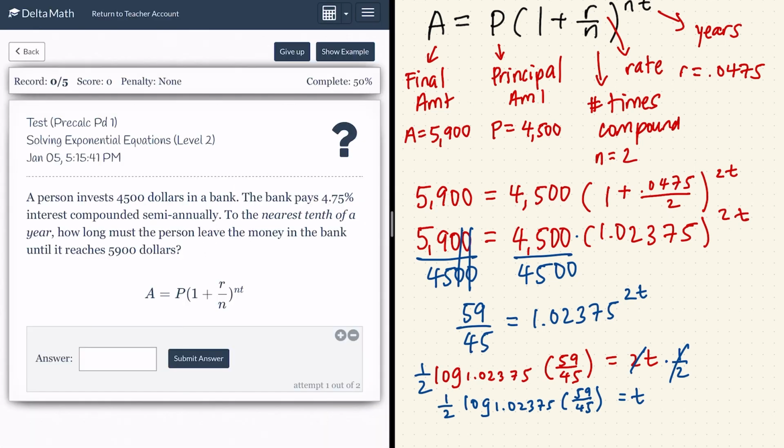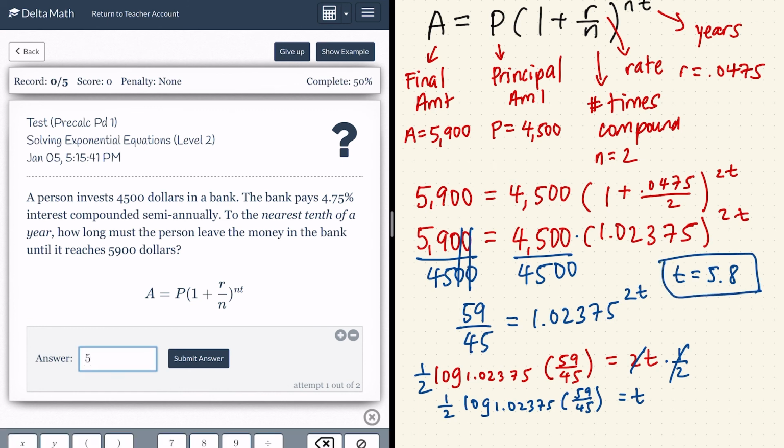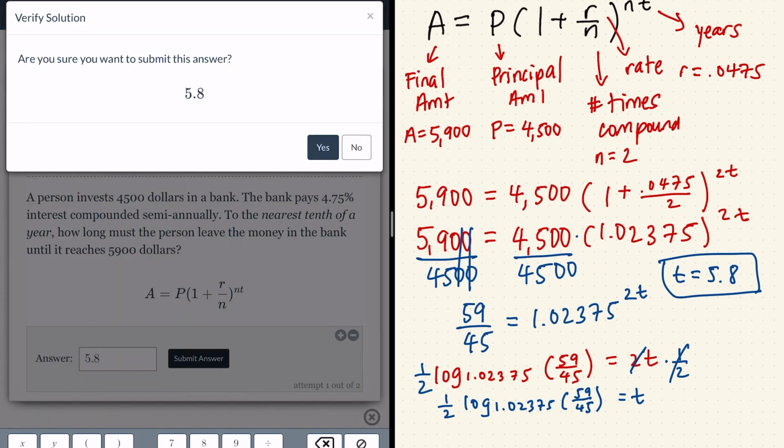However, they wanted us to write the answer to the nearest tenth. So 5.77 is 5.8 years. And the reason why we round up is because 7 is larger than 5. So therefore we round it up.